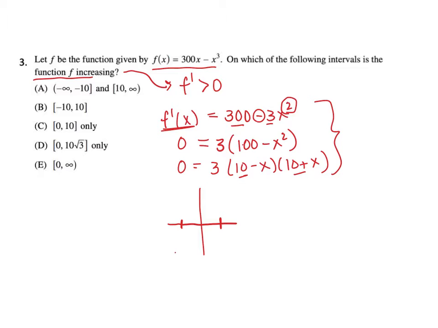So if we wanted a quick sketch of the first derivative, here's f prime of x. And now we just need to know where f prime of x is positive. And it's positive from negative 10 to positive 10. So our answer is B.